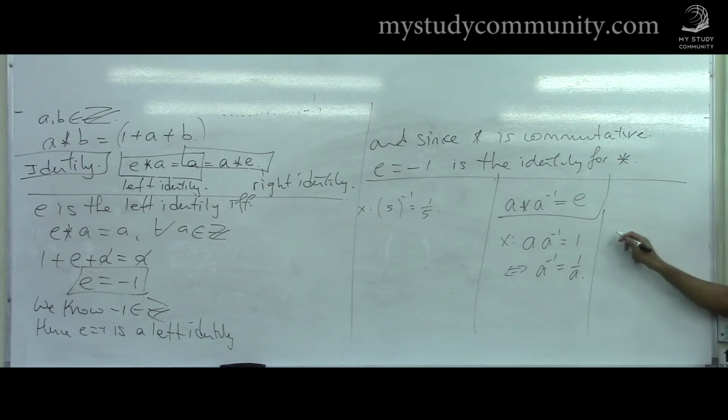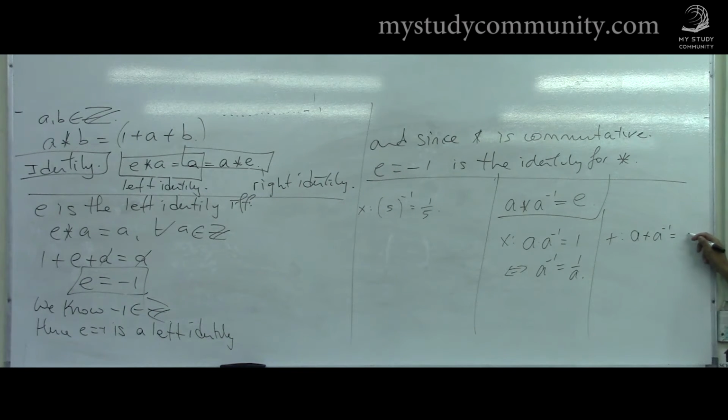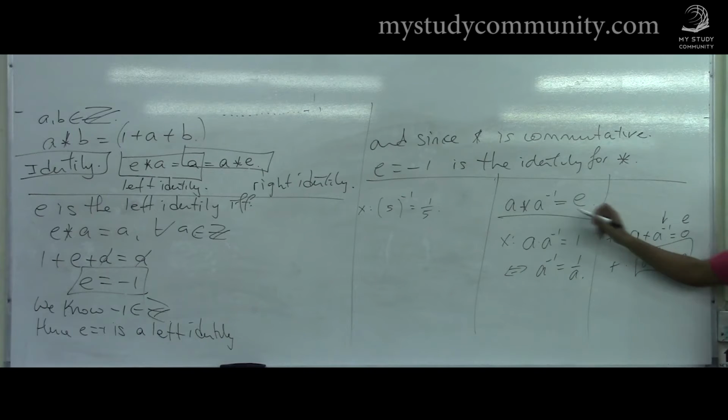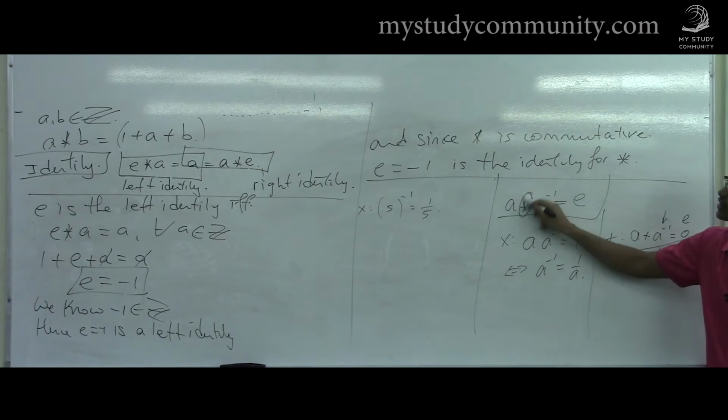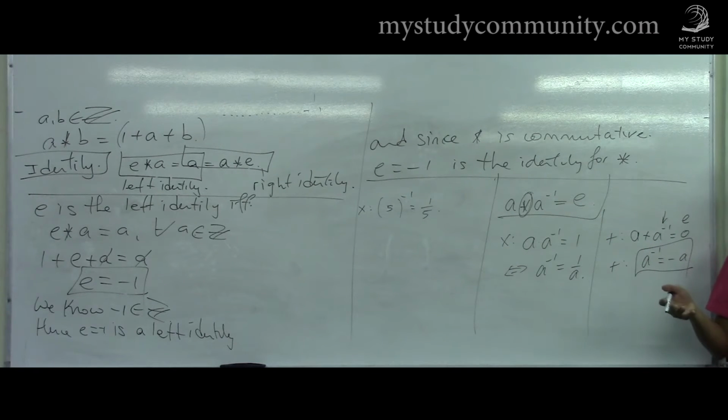For addition, I want to solve an element with the operation, the inverse of the element is the identity. But the identity for addition is 0. So if I solve for this, I will get the inverse of A with respect to addition is negative A. Yes? So now when I solve for my random operation, I'm going to get some random expression.